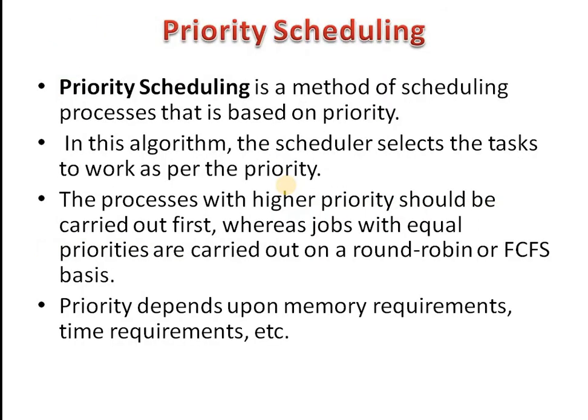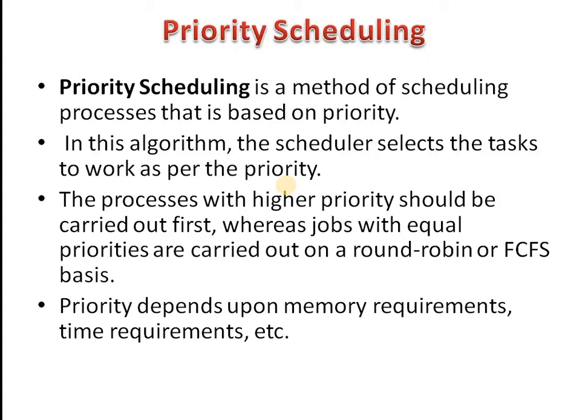So in short, in this algorithm, the highest priority process is given the CPU time first and then the next highest priority process and then the next and so on. This will be continued until all the processes get scheduled. Equal priority processes are scheduled in FCFS, that means first come first serve order.